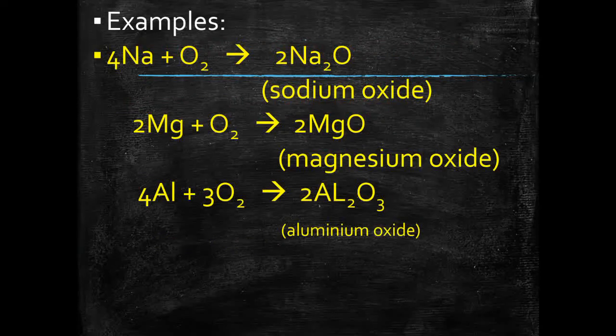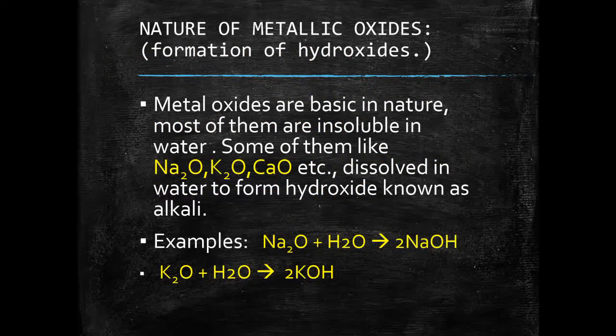Let's take a few more examples. Sodium reacts with oxygen to give sodium oxide. Magnesium reacts with oxygen to give magnesium oxide, and aluminium reacts with oxygen to give aluminium oxide. These metal oxides are basic in nature and most of them are insoluble in water. Some of them, like sodium oxide, potassium oxide and calcium oxide, dissolve in water and form hydroxides called alkalis.